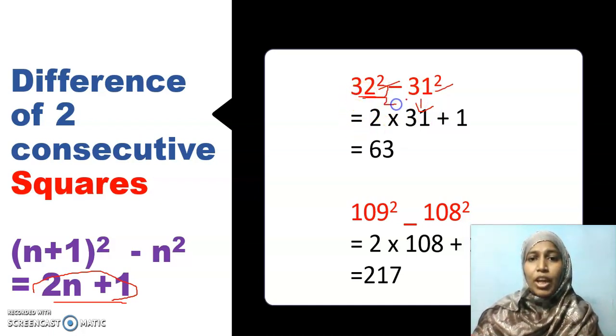See, 2 into n. n is 31. 2 into 31 plus 1. 2 31s are 62. 62 plus 1, 63. Is it clear, my dear children?